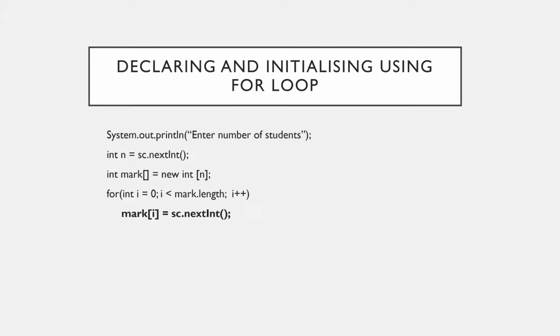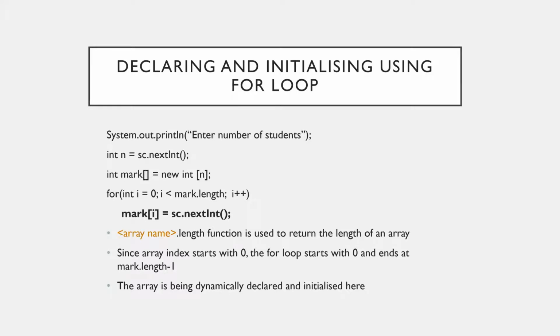Now we'll see how do we declare and initialize arrays using for loops. In this code snippet, you can see that I am accepting the number of students as an integer in n, and then I'm creating an array called mark of integer data type of length n. Now using a for loop, I am initializing or assigning the elements from the user and storing it inside the array. As you can see, the for loop starts with 0 and ends at mark.length minus 1.